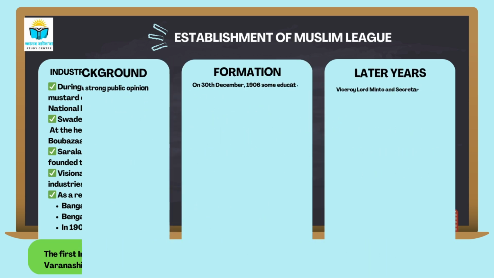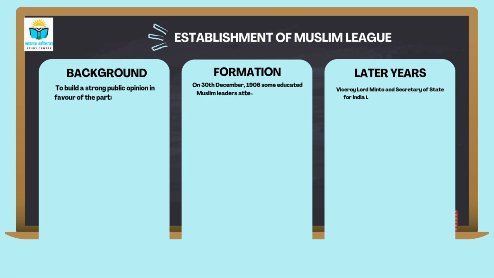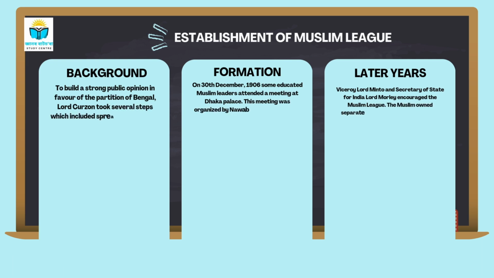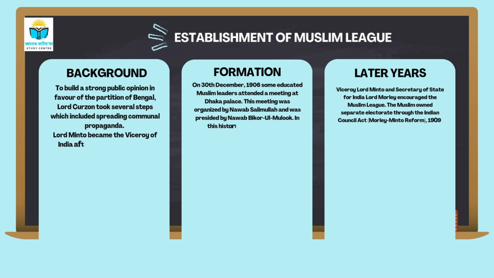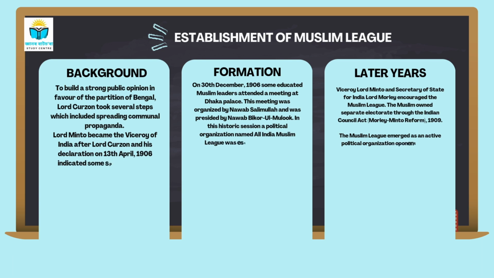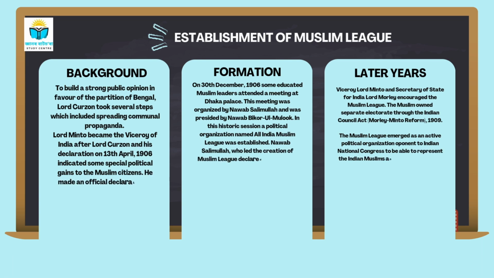Establishment of the Muslim League. Let's now understand how and why the All India Muslim League was formed during the time of the Swadeshi movement. Background. To build strong public opinion in favor of the partition of Bengal, Lord Curzon took several steps, including spreading communal propaganda. After him, Lord Minto became the Viceroy of India, and his declaration on the 13th of April 1906 indicated some special political gains for Muslim citizens.